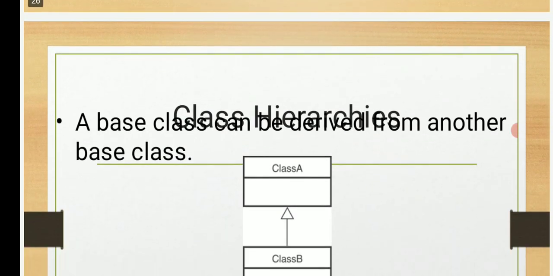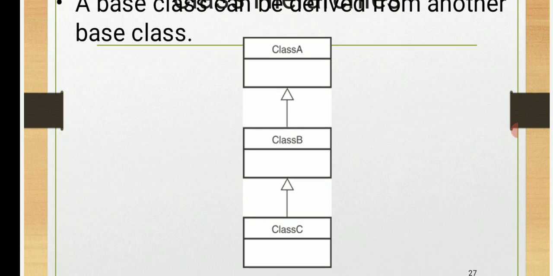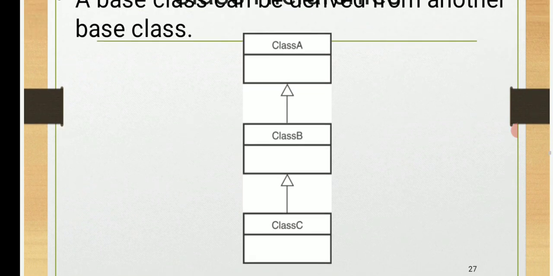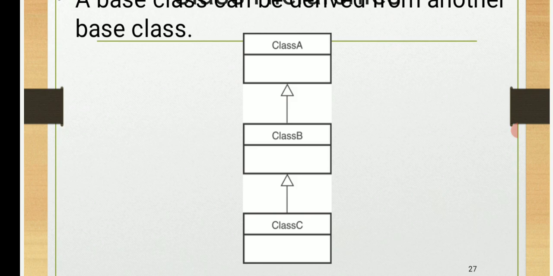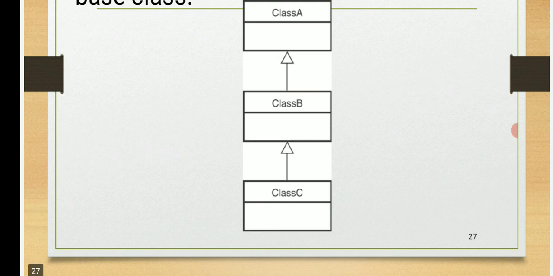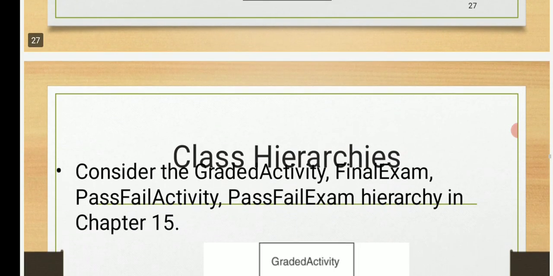Right. Next, class hierarchy. A base class can be derived from base class. So here class A, class B, class C are there. Class A has some properties. Those properties are inherited into class B. Again class B has its own properties and also has class A properties. Automatically class B is inherited into class C. This is called class hierarchy. Class A is inherited into class B. Class B is inherited into class C. This is called class hierarchy.